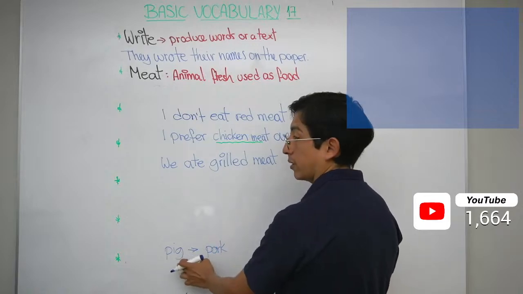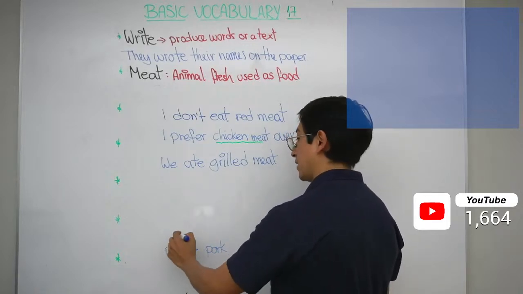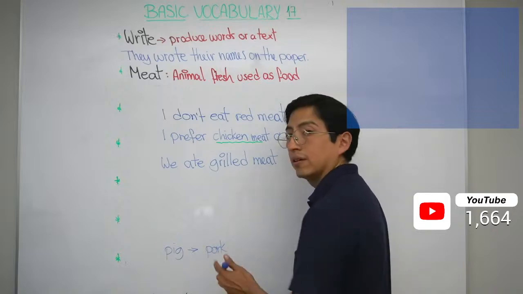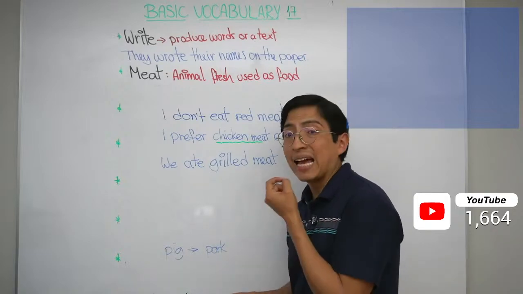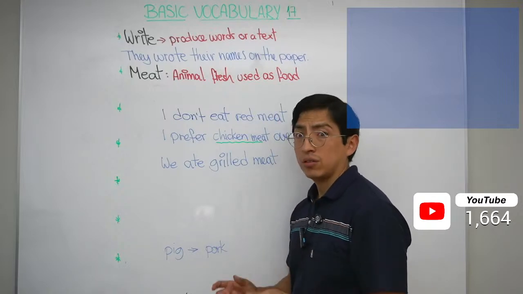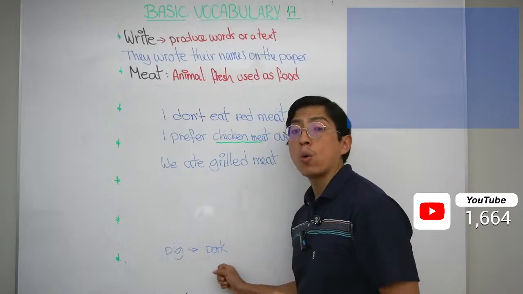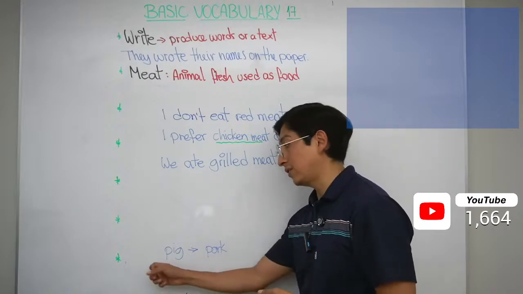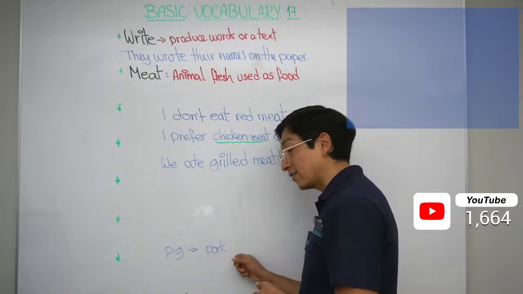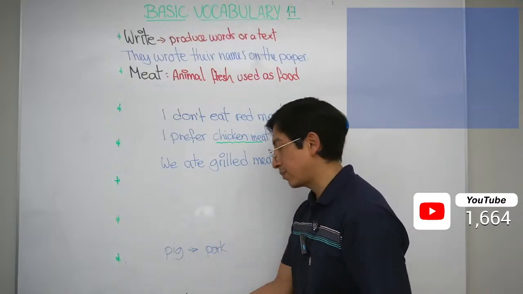Okay, we're talking about the animal here. This is the animal, and this is the meat. We never say "I like to eat pig." No. You can say "I like to eat pork," because this is the animal. This is the living being, and this is the product.